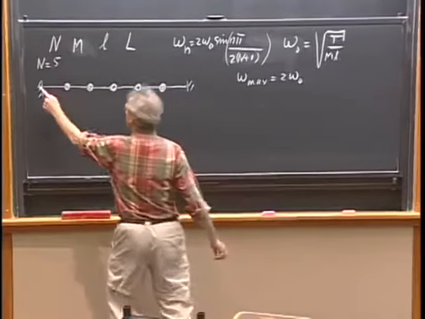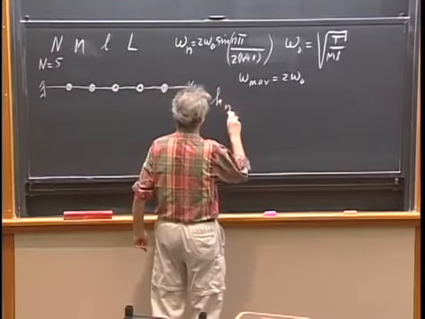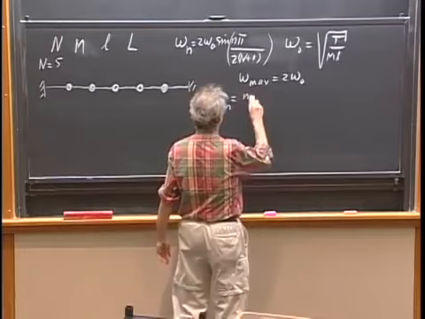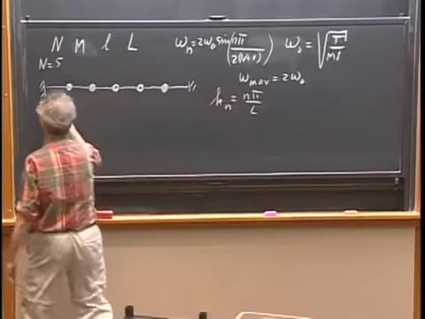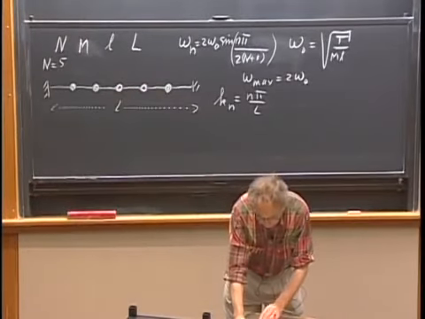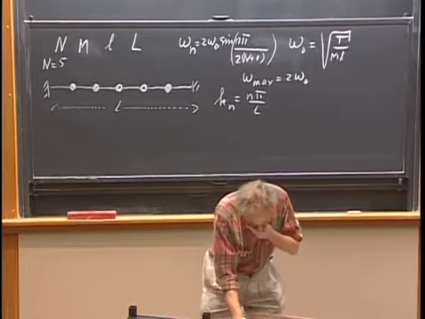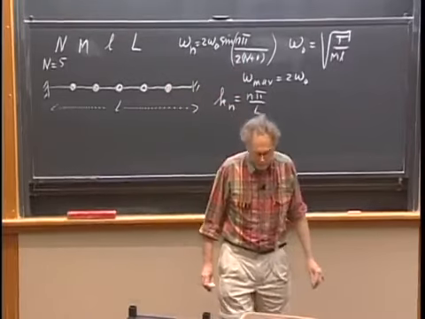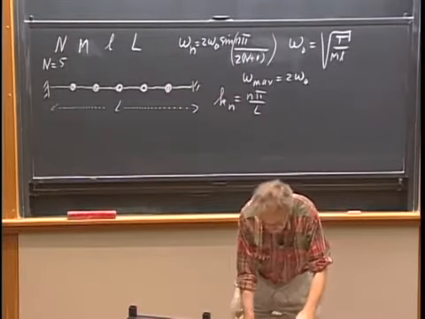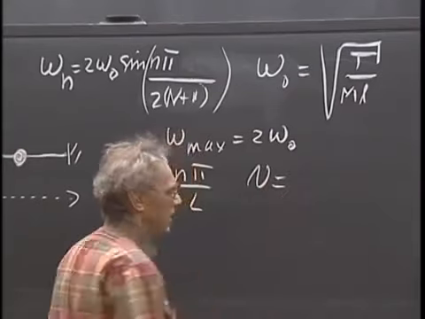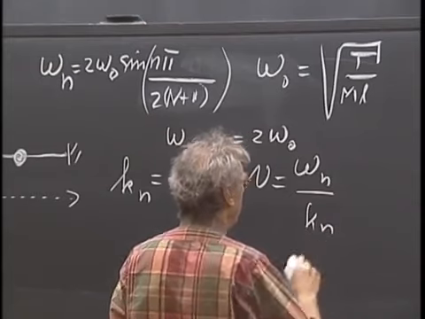The boundary conditions, that it is fixed here and that it is fixed there, demand that there are certain values of k_n which are allowed, which is n pi divided by L, if the length here is L. Now, omega n, as you see here, does not increase linearly with little n, because it increases with the sine of n. But the speed of propagation, v, is of course the ratio of omega divided by k, so that is omega n divided by k_n.